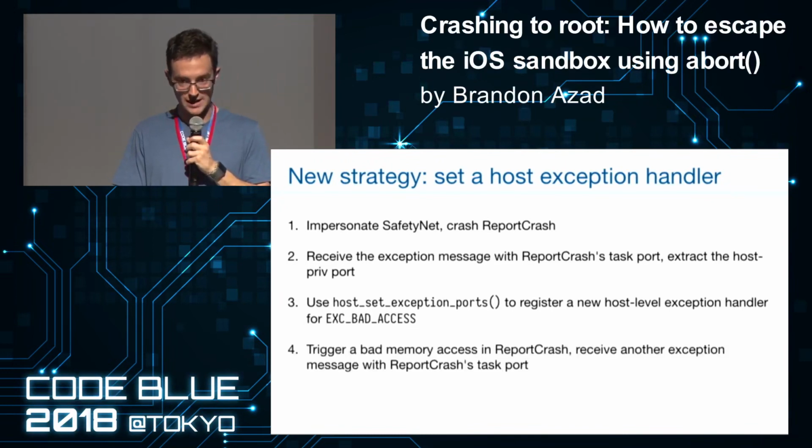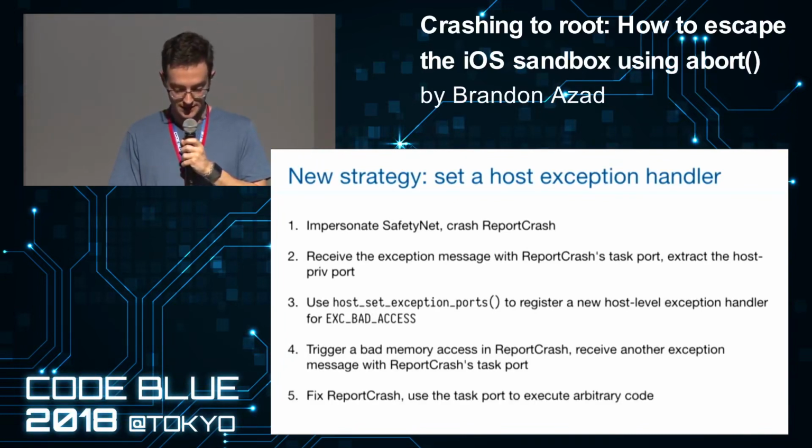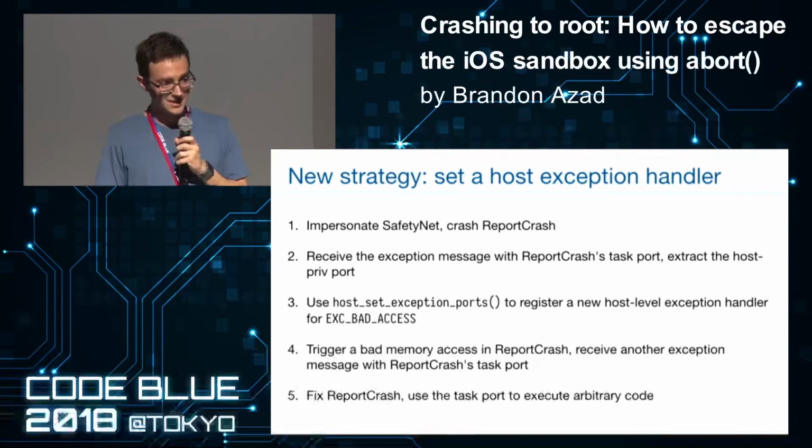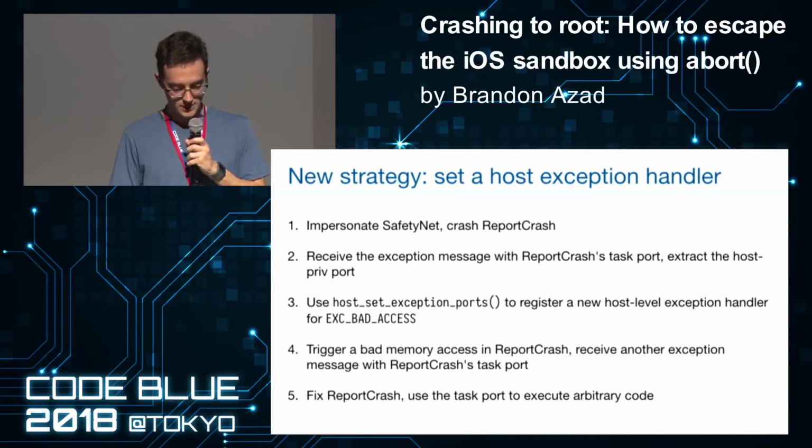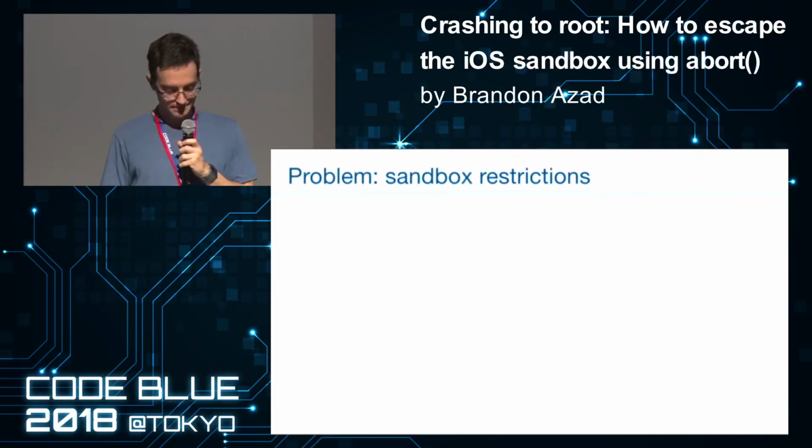We trigger a bad memory access on report crash and receive another exception message containing report crash's task port. And finally, because this time it was a recoverable exception, we can fix up report crash and use the task port to execute arbitrary code. Now, once again, this almost works, but there's still a small problem.